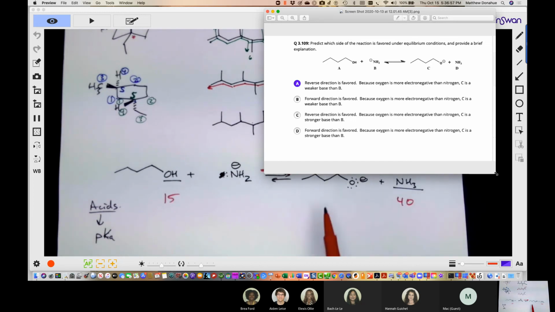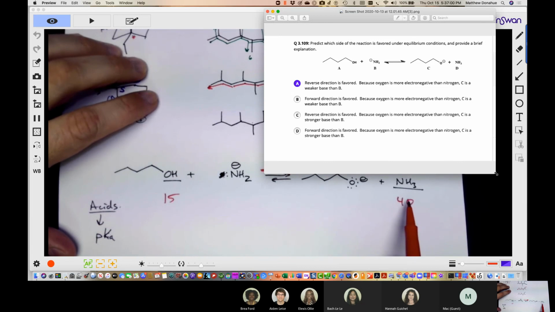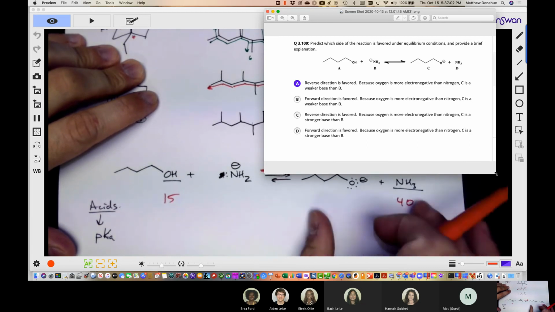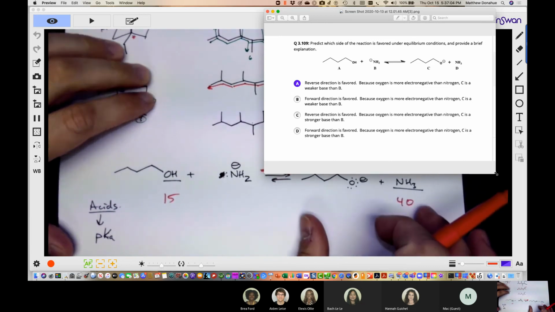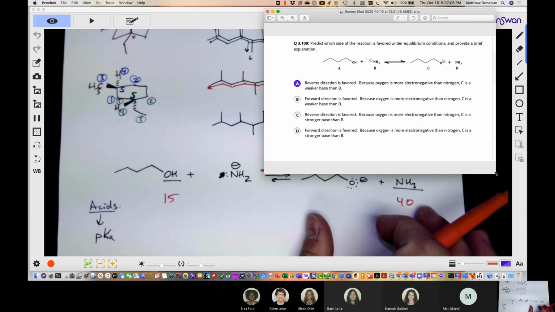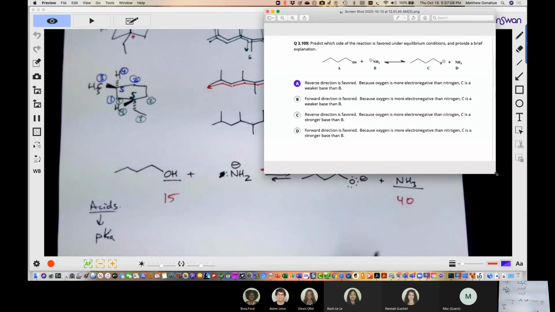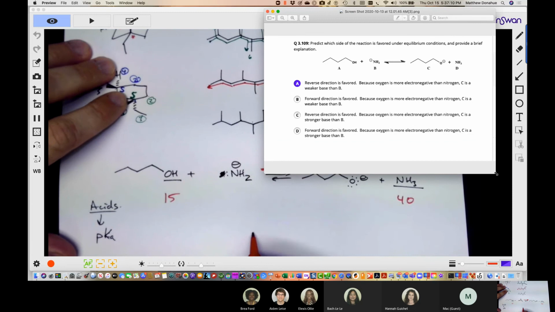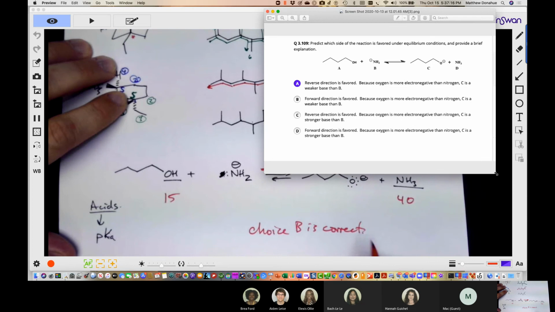So yes, Hannah, this is the weaker side. And so that language is what choice B, as in boy, is saying. So choice B is correct.